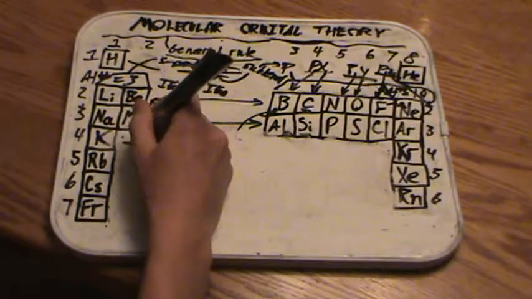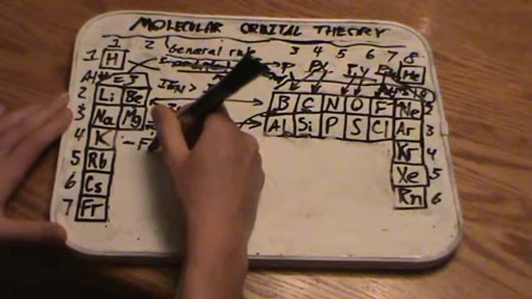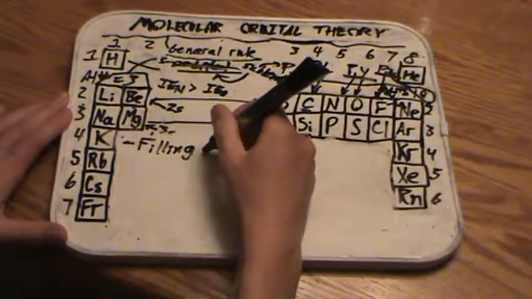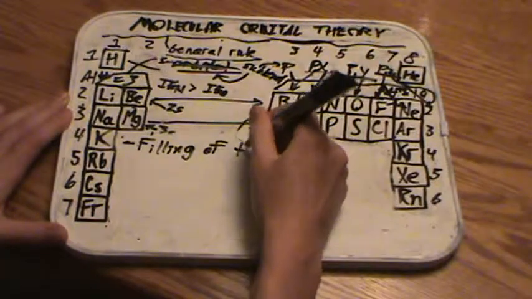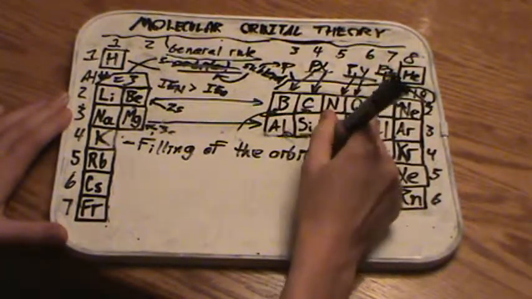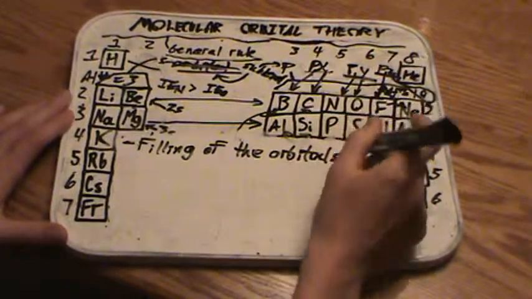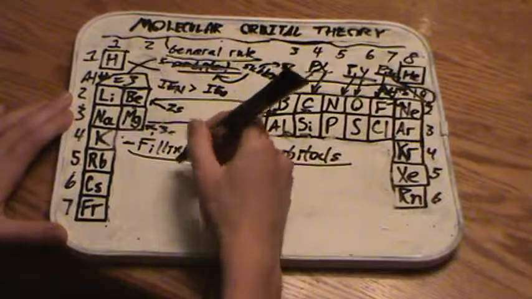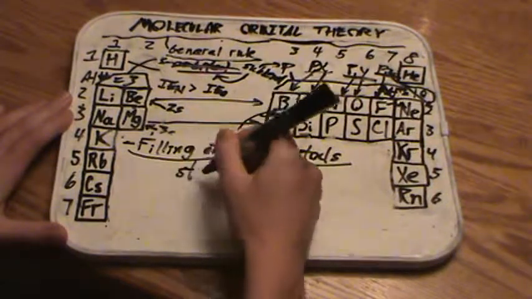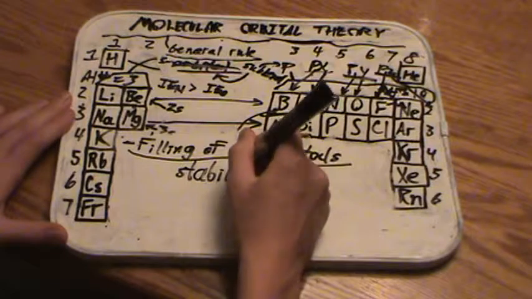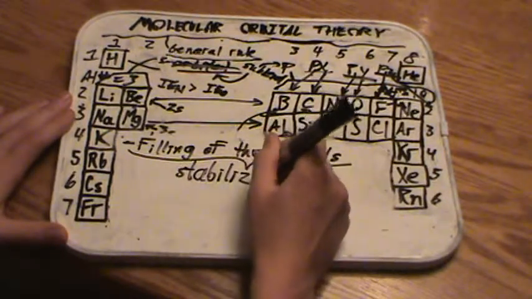But first, the filling of the orbitals is what we're going to talk about. The filling of the orbitals has to do with the stabilization of the element, the state of filling these orbitals that gives it the most stability.